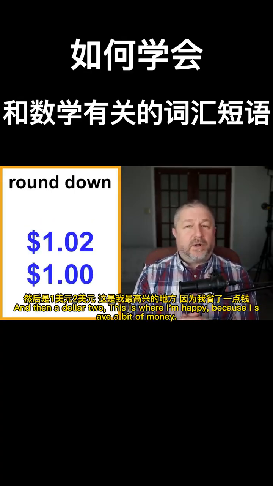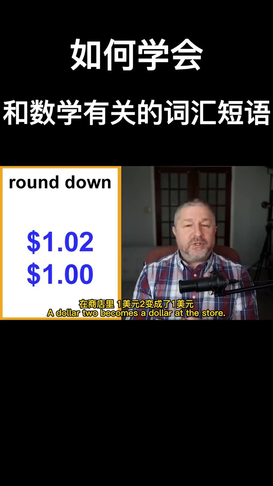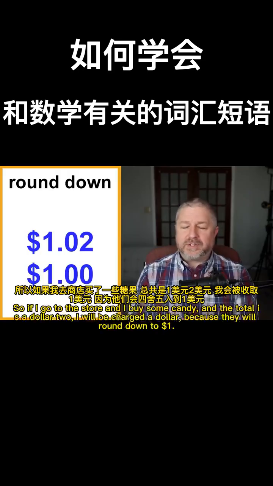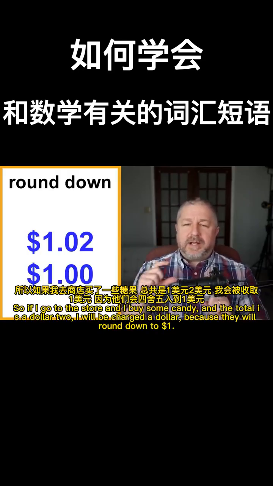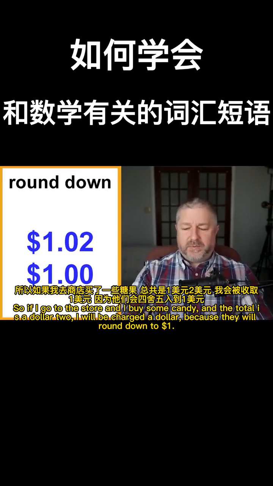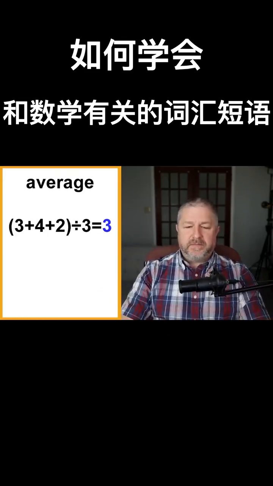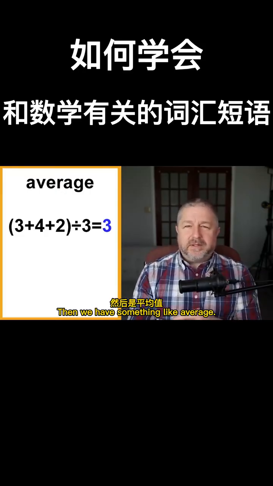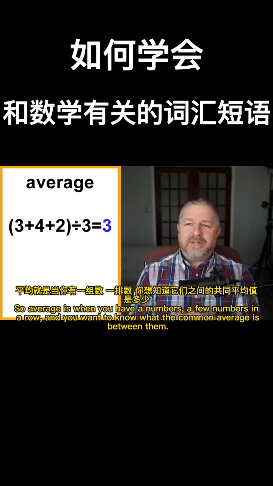And then $1.02, this is where I'm happy because I save a bit of money. $1.02 becomes $1 at the store. So if I go to the store and I buy some candy and the total is $1.02, I will be charged $1 because they will round down to $1. Then we have something like average. So average is when you have a few numbers in a row and you want to know what the common average is between them.